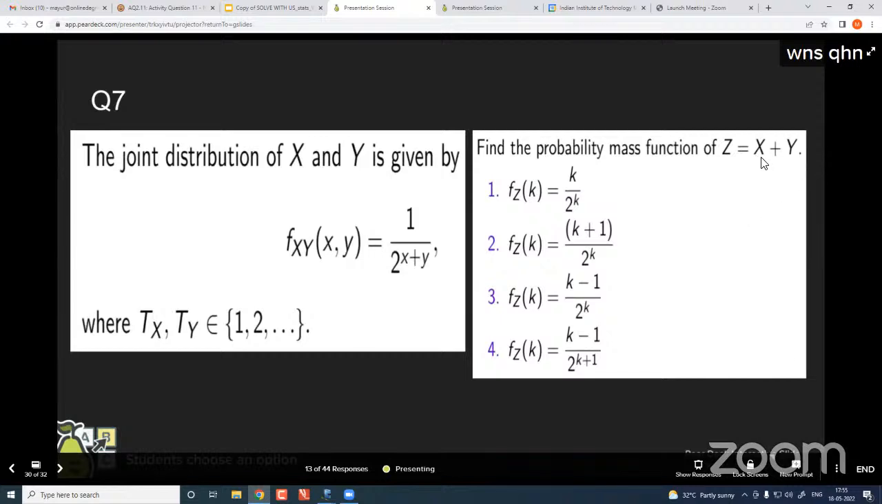1, 1. So that means 1 upon what? 2 to the power? 2. For 3? 1 upon 2 to the power 3. So (1, 2) and (2, 1), both will be there.